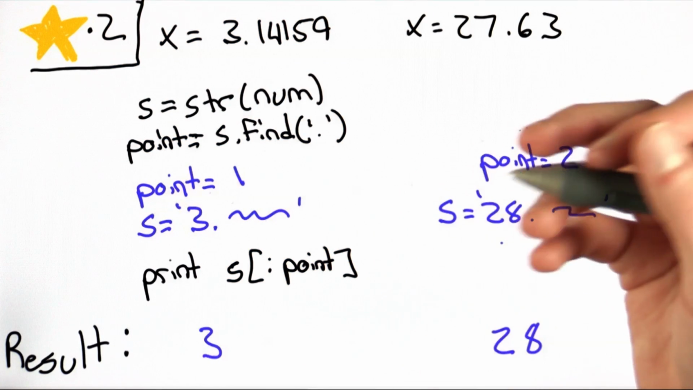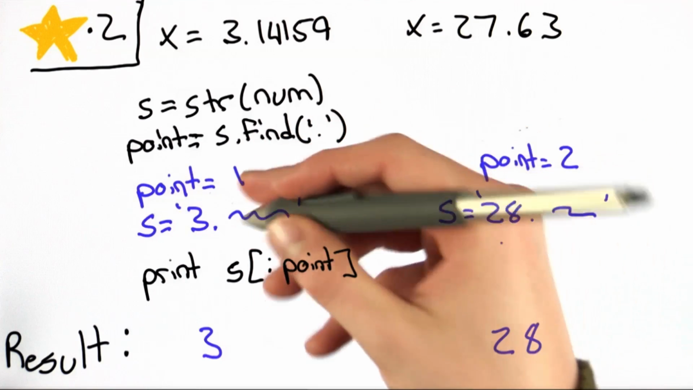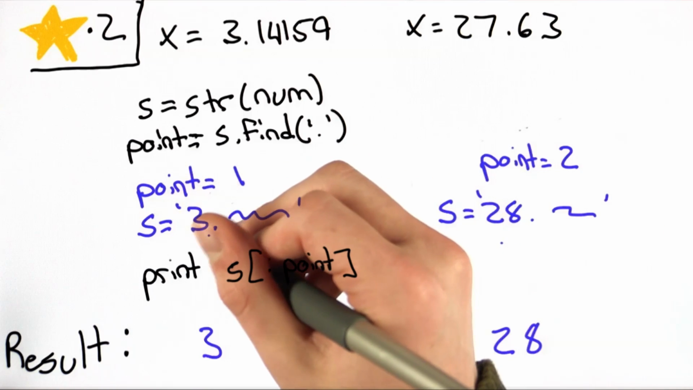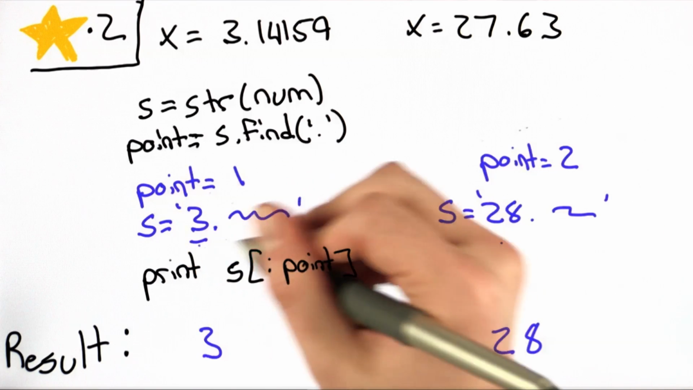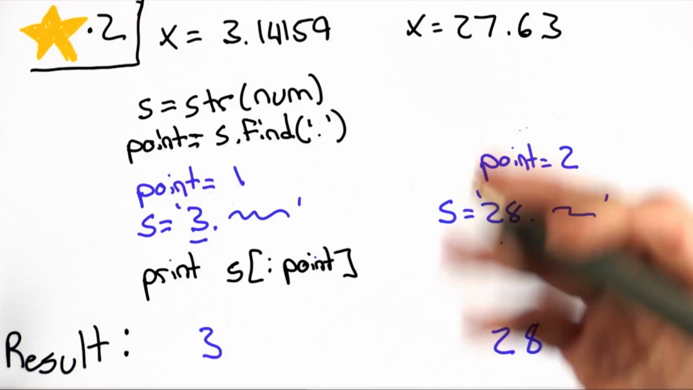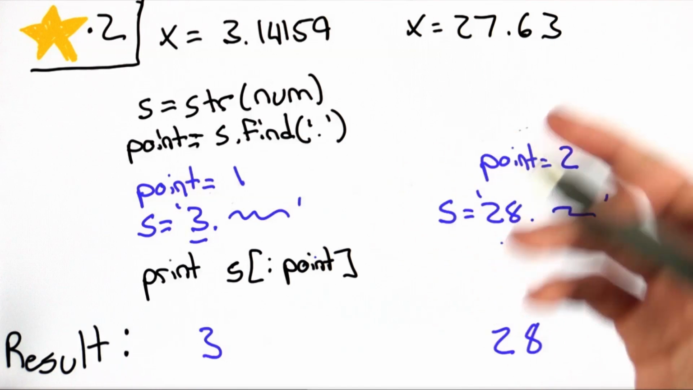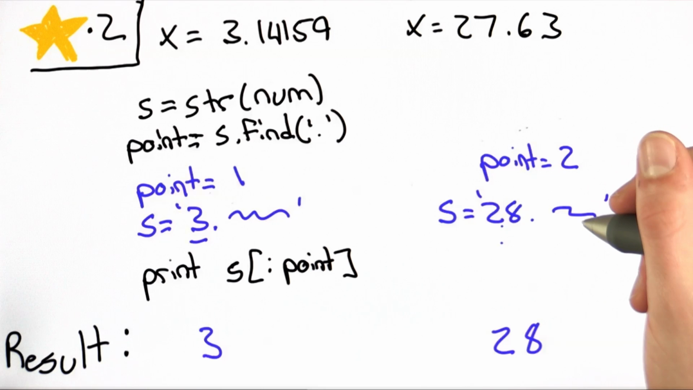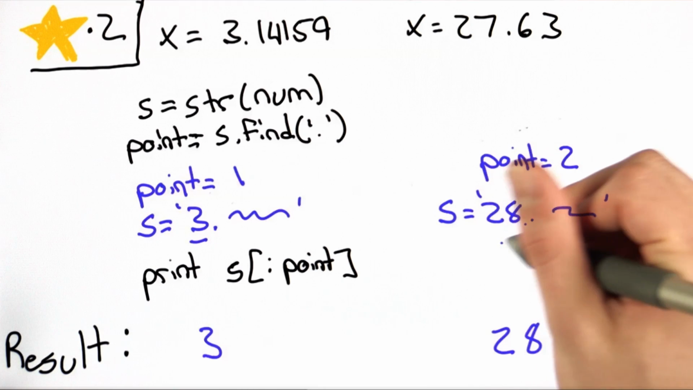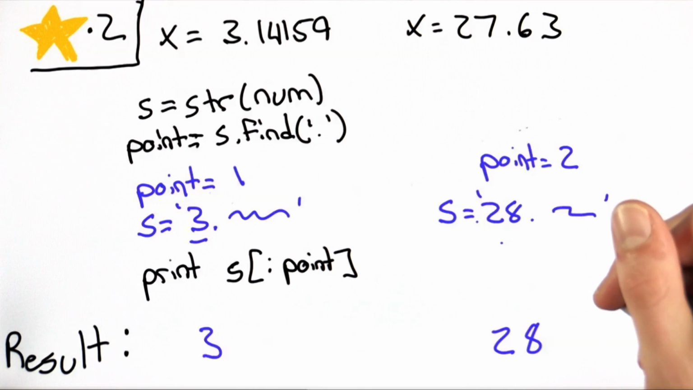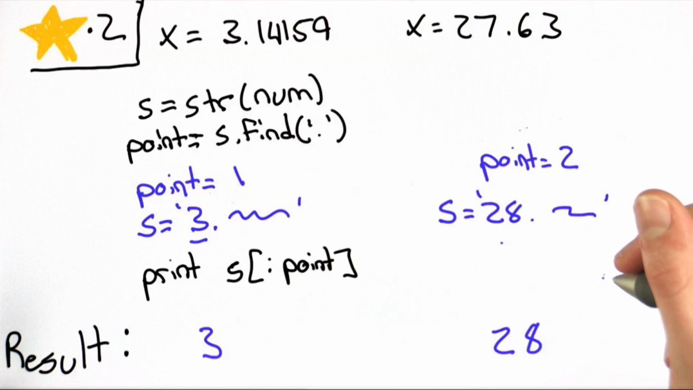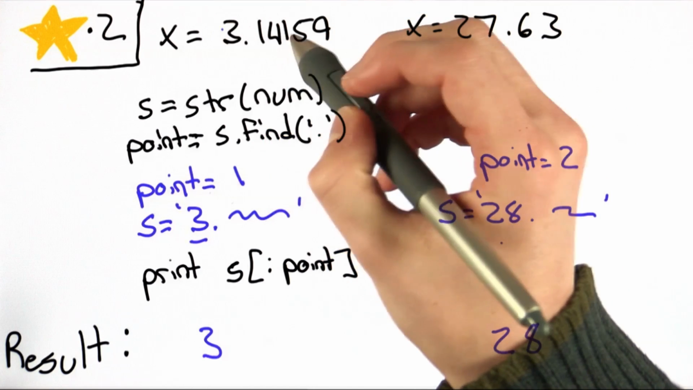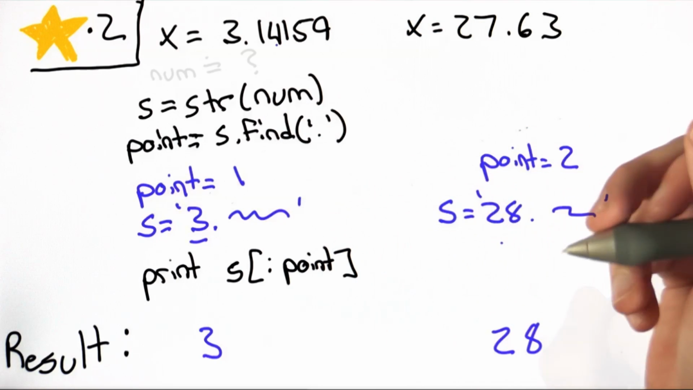To figure out what we want num to be, all we have to do is look at S, since S is just the string form of num. Here, S is the string 3 with some change. So num is going to be the same thing, but as a number instead of a string. And in our second example, we have the same situation, except num is going to be 28 with some decimal remainder. Now the question is, how did we turn our initial value x into num?